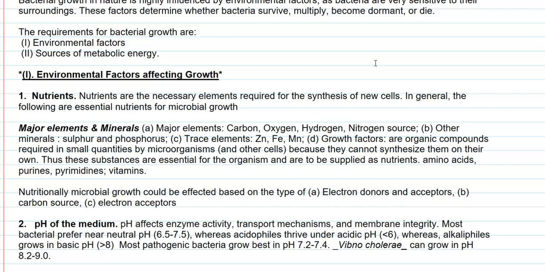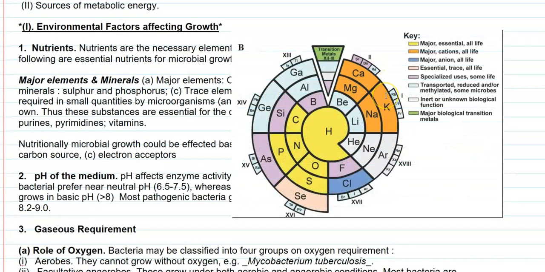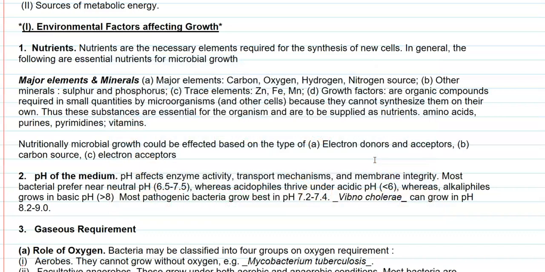Here, nutrients are necessary elements that are required for the synthesis of new cells, their reproduction or multiplication. In general, the following are the essential nutrients that are required for any kind of microbial growth. They are divided into major elements, minerals, micro elements, and growth factors. Major elements refers to carbon, oxygen, hydrogen and nitrogen that are required for the biosynthesis of carbohydrates, proteins, fats that are required for the cell. The other minerals are sulfur, phosphorus, and potassium. They all come under the other group of minerals that are essentially required.